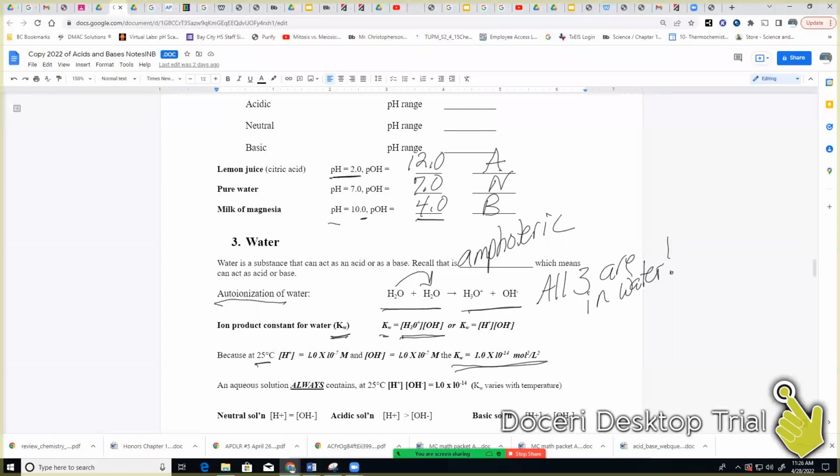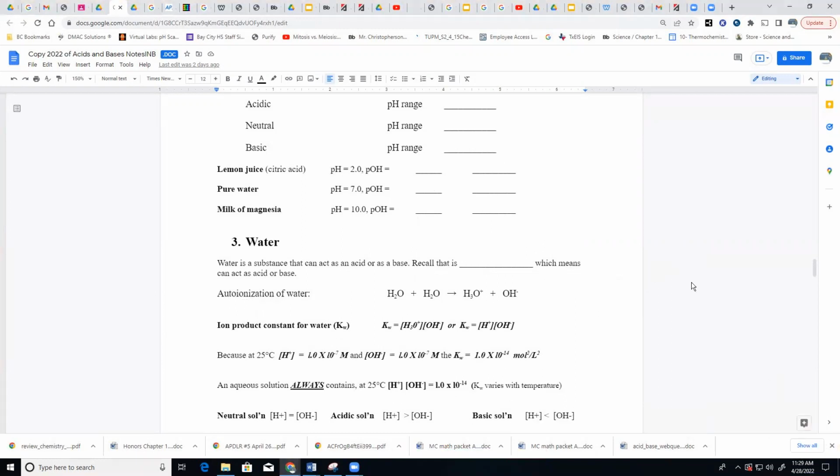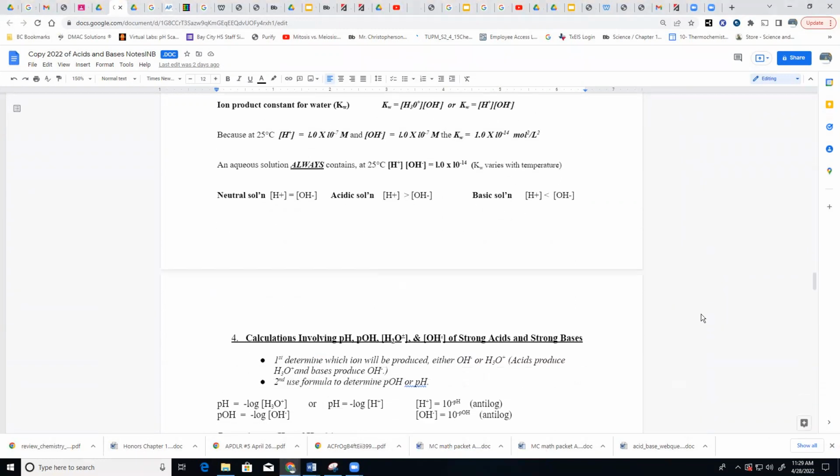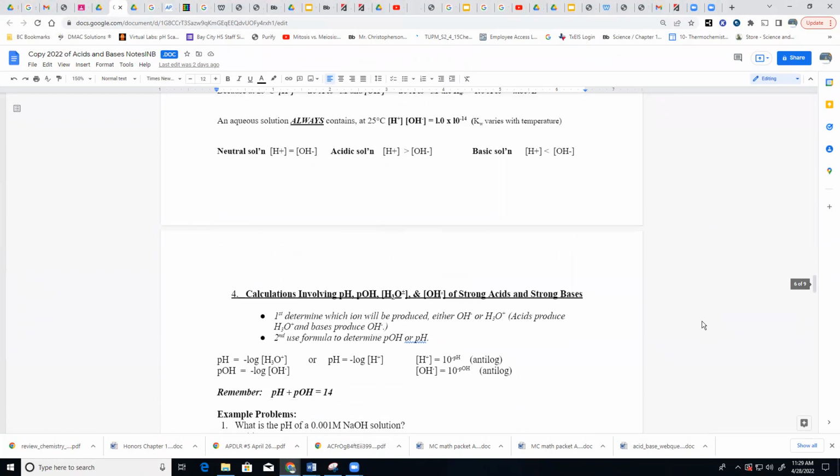So a water solution always contains your hydroxide times your hydronium, which is going to give you 1 times 10 to the negative 14. KW does vary with temperature, so that's why it keeps repeating that it's at 25 degrees. If we change the temperature, it's going to change the KW, and it would change that relationship a little bit.